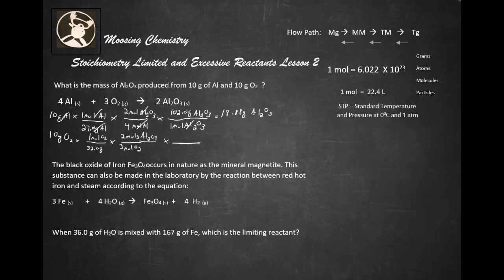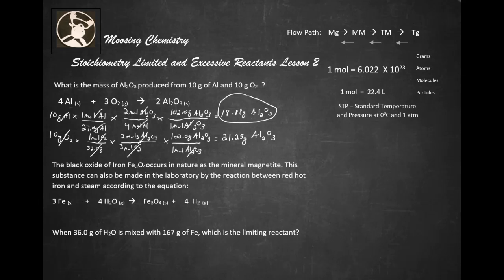And then we'll set this up again. 1 mole of Al2O3 with 102.0 grams of Al2O3. And when we do that, we're going to cancel out these units here. And this made 21.25 grams of Al2O3. Well, the correct answer is going to be this one right here.